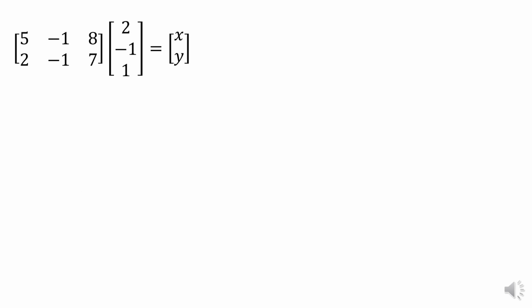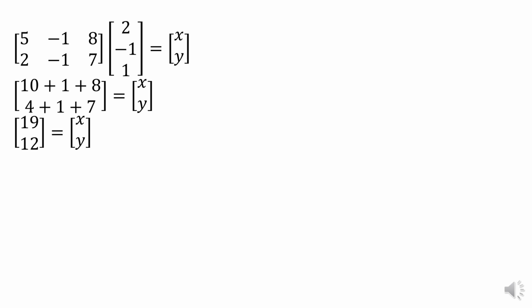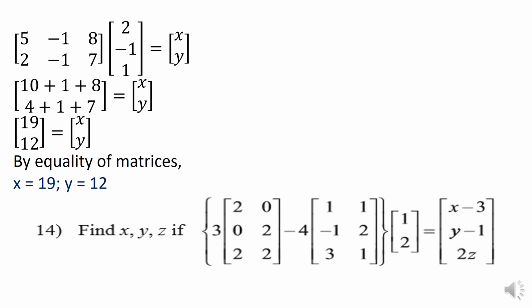Then, in the inner brackets, subtraction is done. Thus, we end up with 2 matrices on the left hand side. Then, as you can see, we have multiplied both the matrices together. And we have got the answer. Thus, by equality of matrices, we have x is equal to 13, y is equal to 12. Thus, we get the answer here. The next sum can be done just like the 13th sum. The 14th sum has been left as an assignment for you.